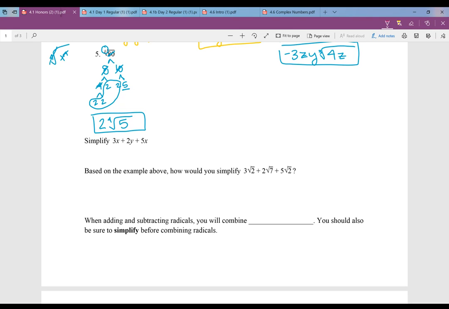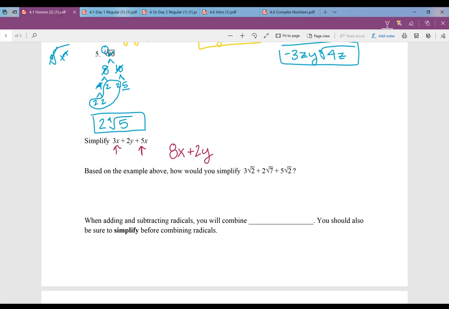All right, so next we're going to talk about simplifying radicals when you're adding and subtracting them. Before we do that, how would you simplify 3x squared plus 2y plus 5x? Well, you would look at 3x and 5x and see that those are like terms, so we can combine them to 8x. And then the 2y doesn't have a like term, so that would stay as it is.